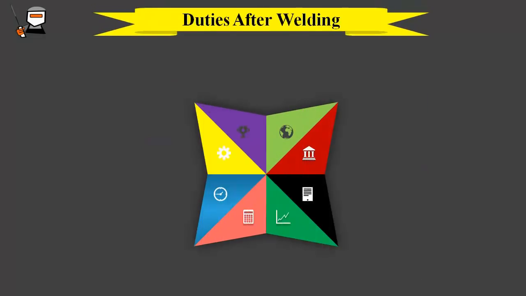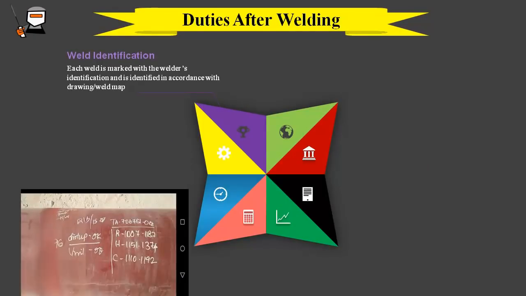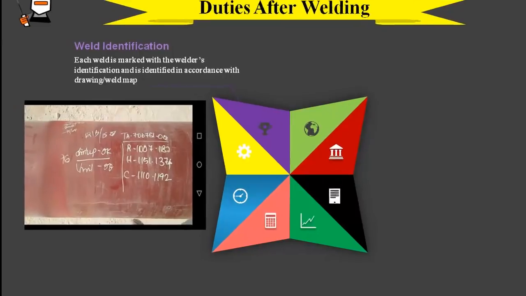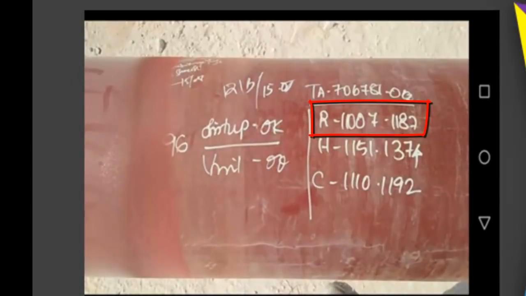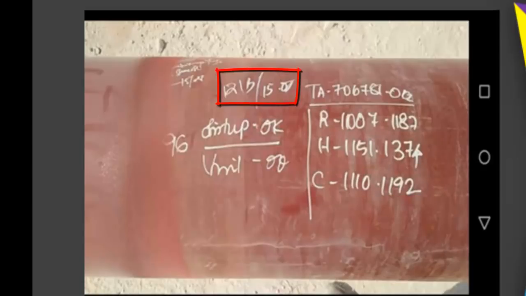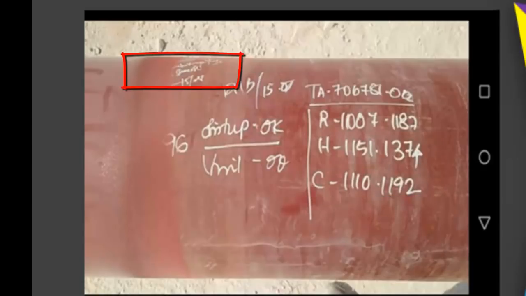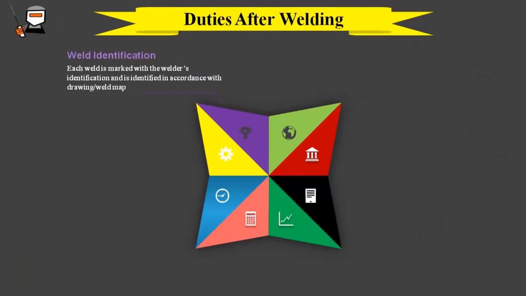After welding, weld identification. Each weld should be marked with the welder ID. In this picture you can see every pass of the weld is marked with a welder ID, and the WPS number. Root pass is done by IDs 1007 and 1180, hot pass is done by welder IDs 1151 and 1374, and capping is done by 1110 and 1192. Also write the weld completion date and the welding inspector's sign. This weld identification of every weld is a duty of the welding inspector.